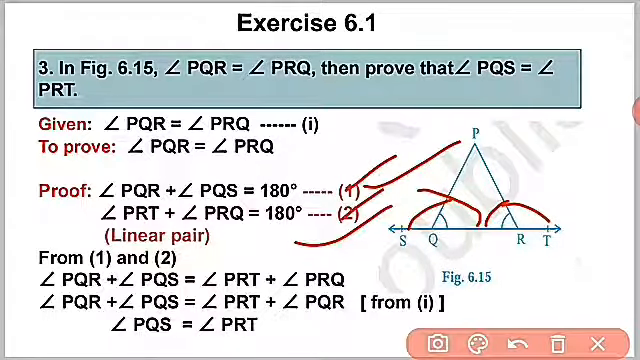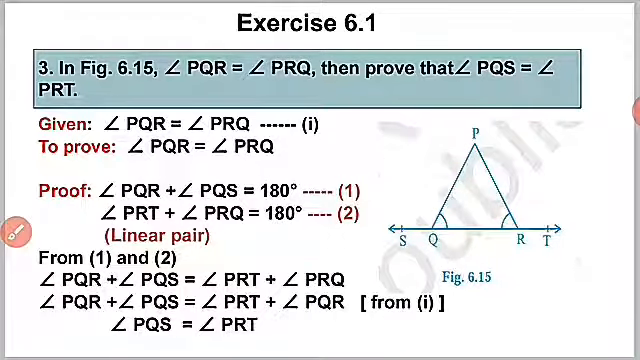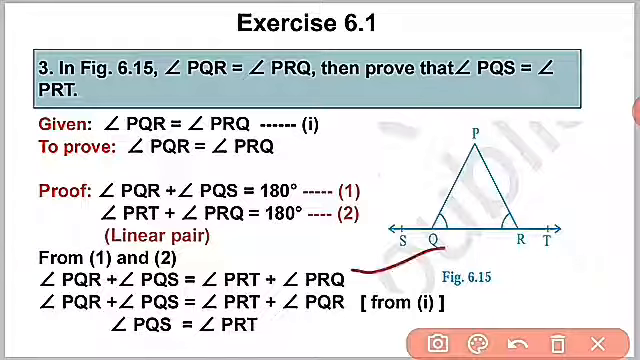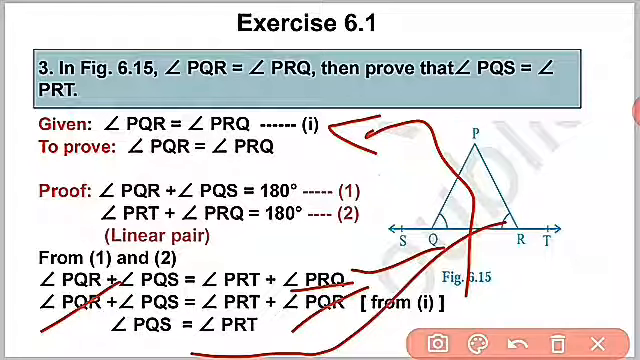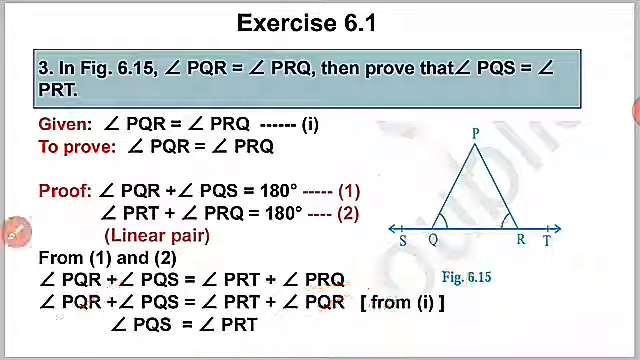We get two equations. When we equate these two, we get this. So I am substituting angle PQR in place of angle PRQ from 1. When I substitute it, we get angle PQR on both sides. So we can cancel out and we are left with angle PQS is equal to angle PRT. Hence, we proved what we have been asked.